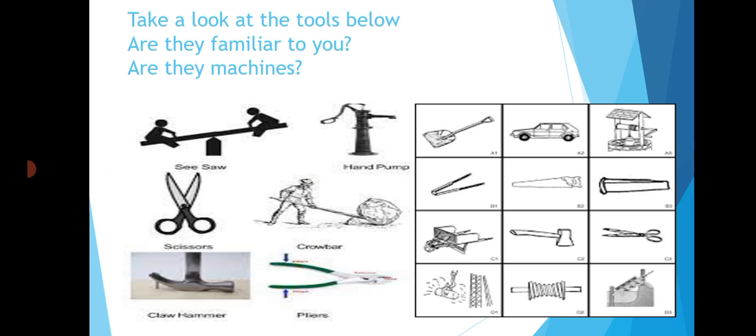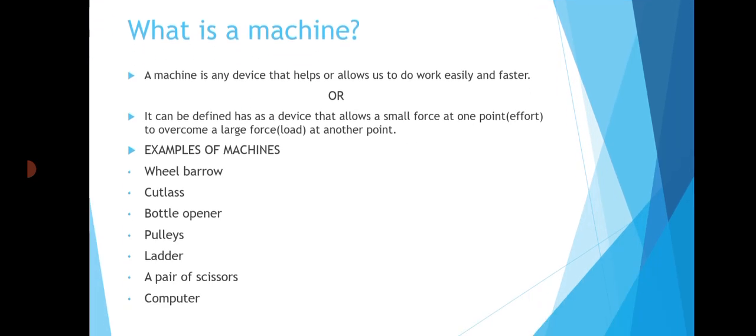Are they machines? Probably you could see the seashore, the hand pump, pair of scissors, crowbar, the claw hammer, then the pliers. In your rectangular square over there, you could also see the shovel, a car, wheel and axle, the saw, pair of tongs. Probably you see the axe as well, and also the wheelbarrow, so on and so forth. Let me ask once again, are they machines? If that's it, then let me ask you, what's a machine?